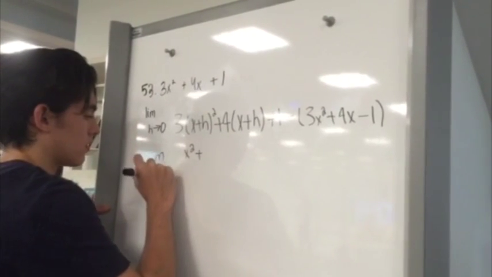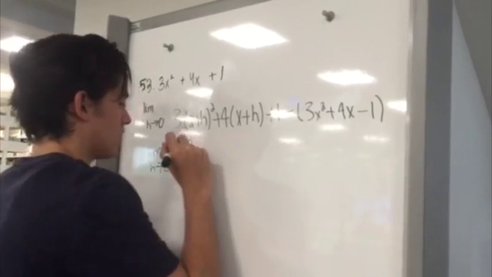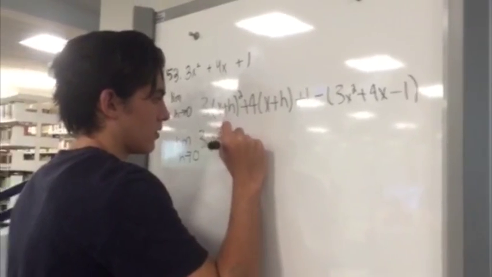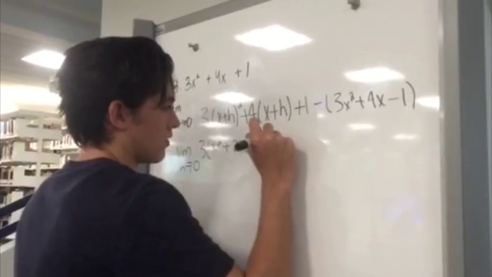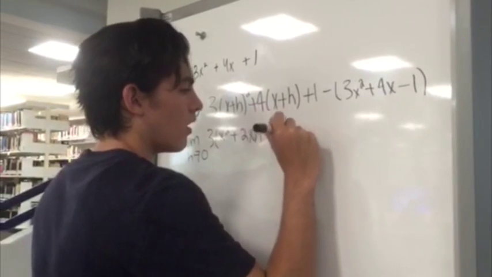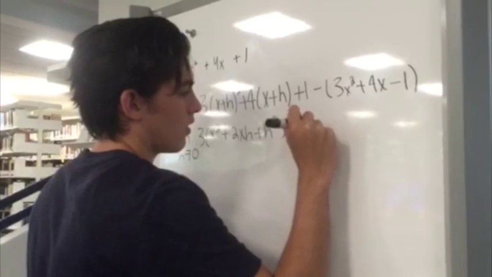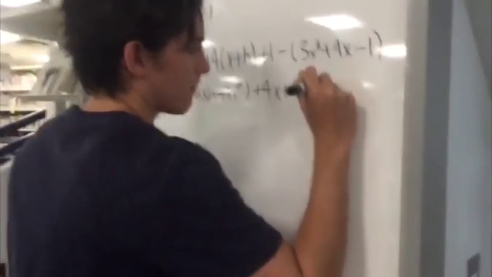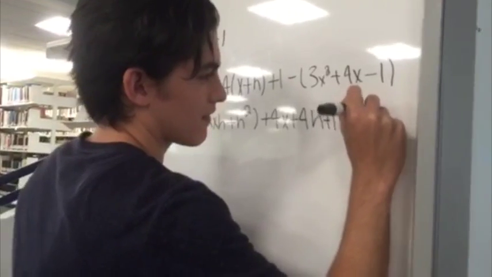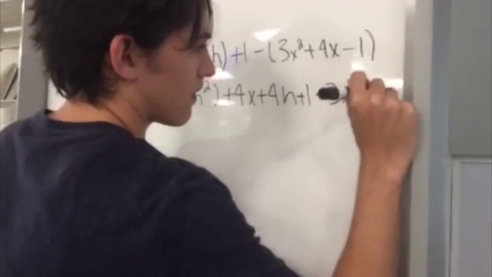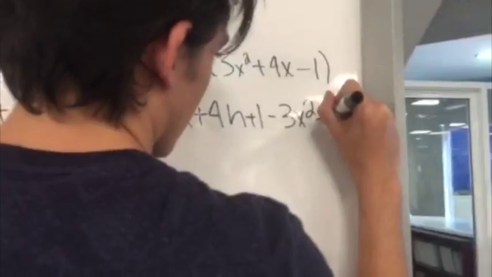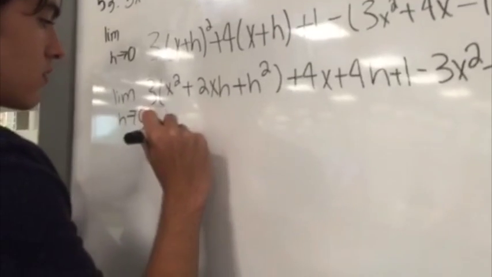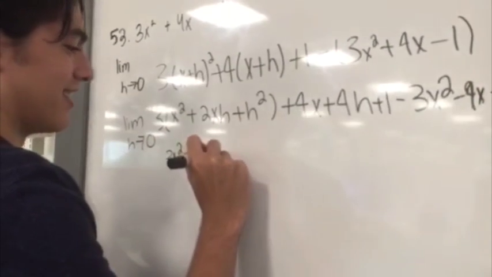Now expand the first term using the binomial square law. And using the distributive property, expand the second term. And on the last function, use the distributive property to change the sign of the equation. Using the distributive property, expand the first term.